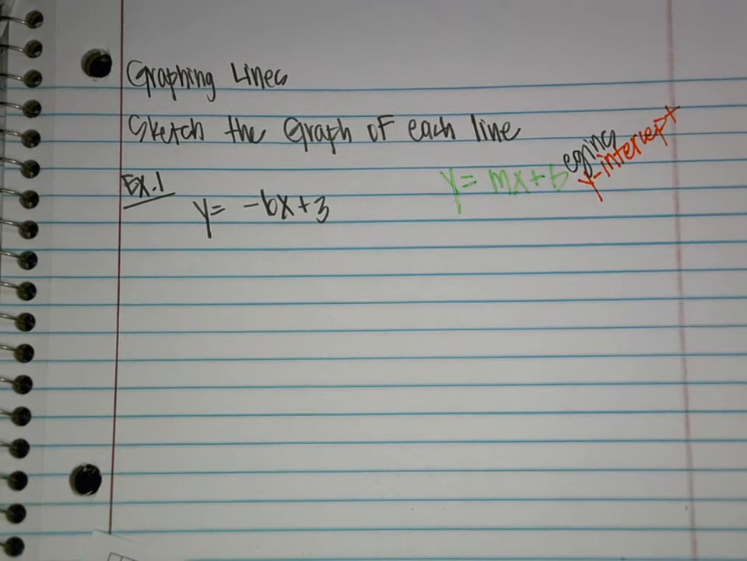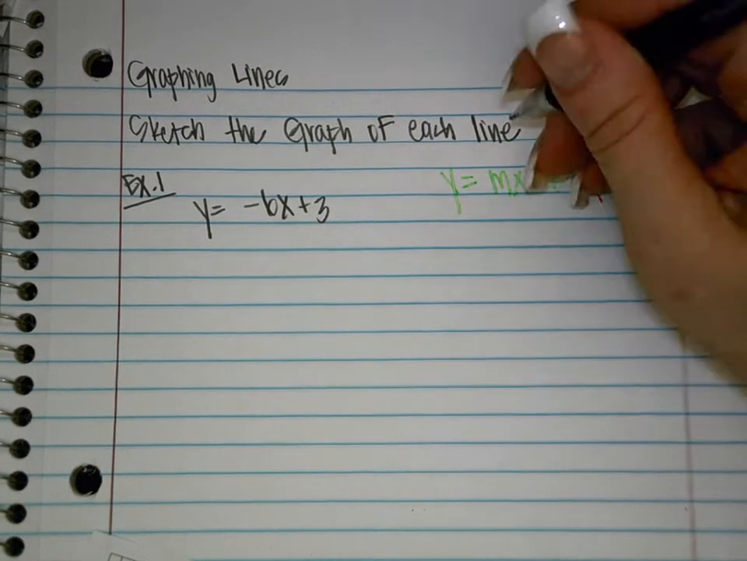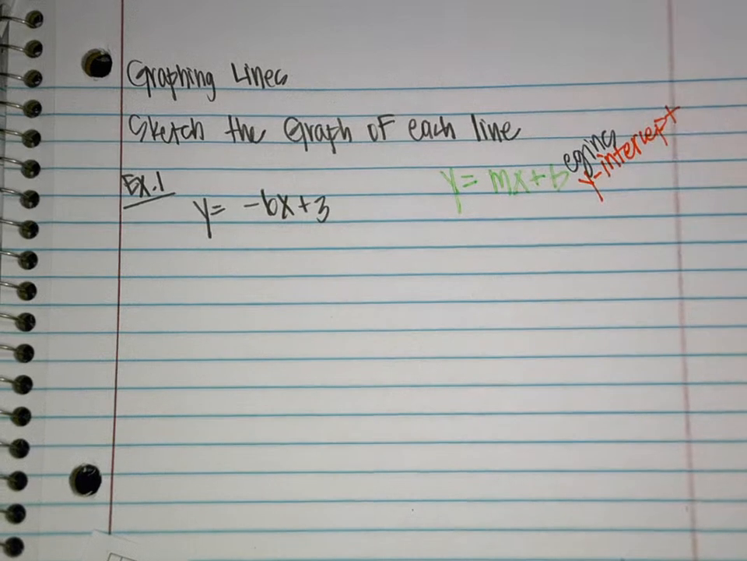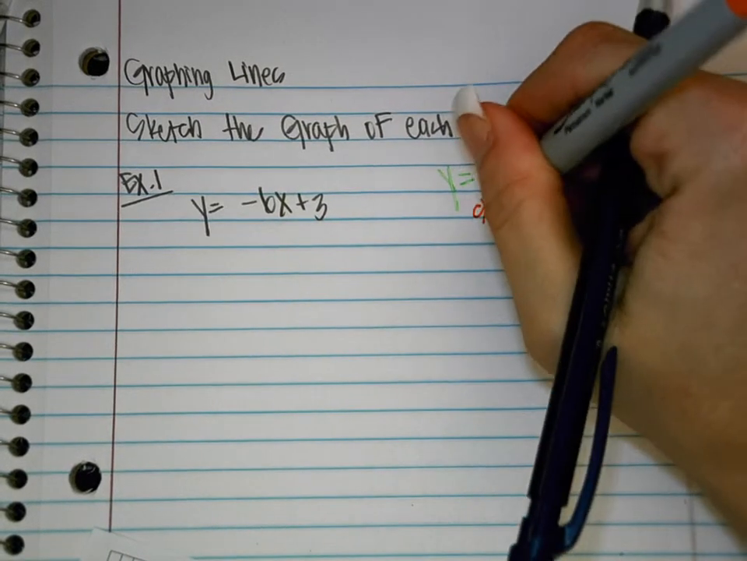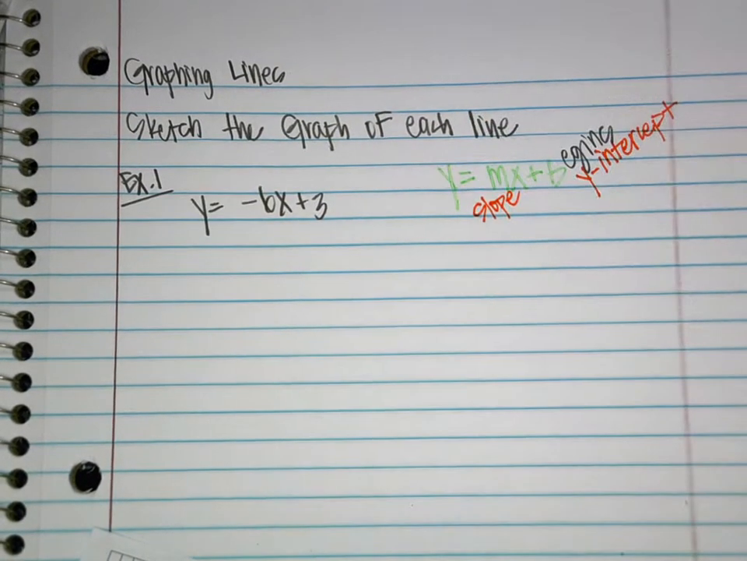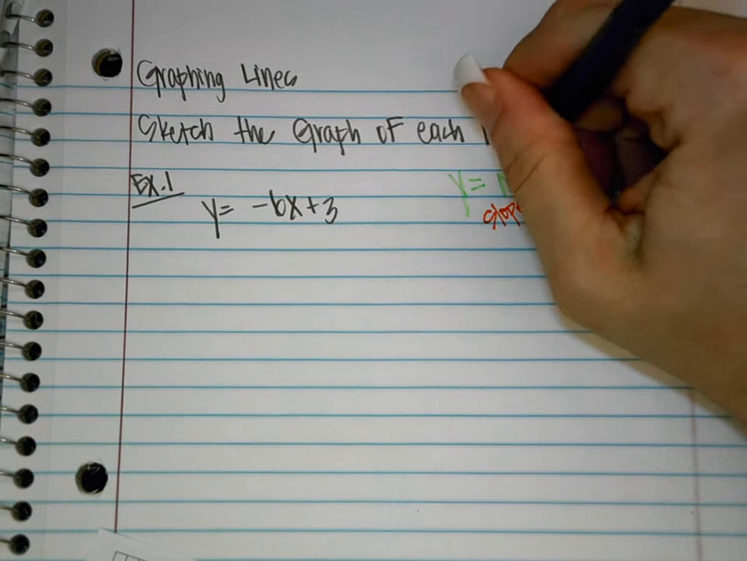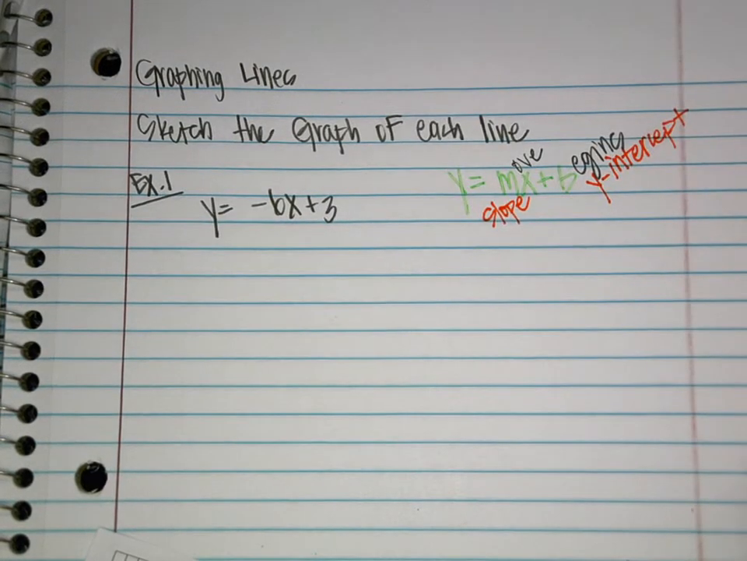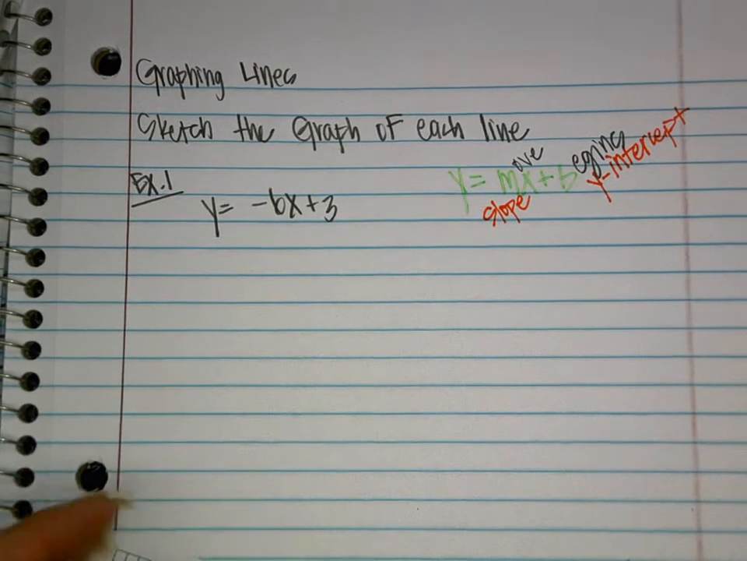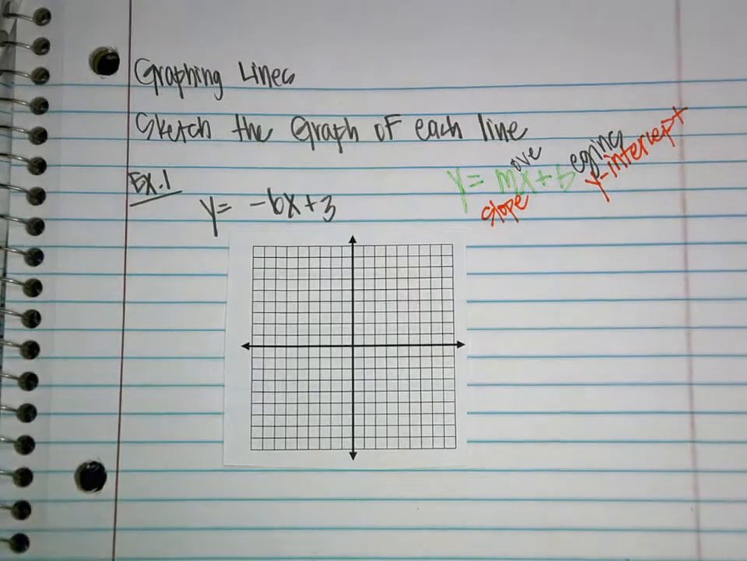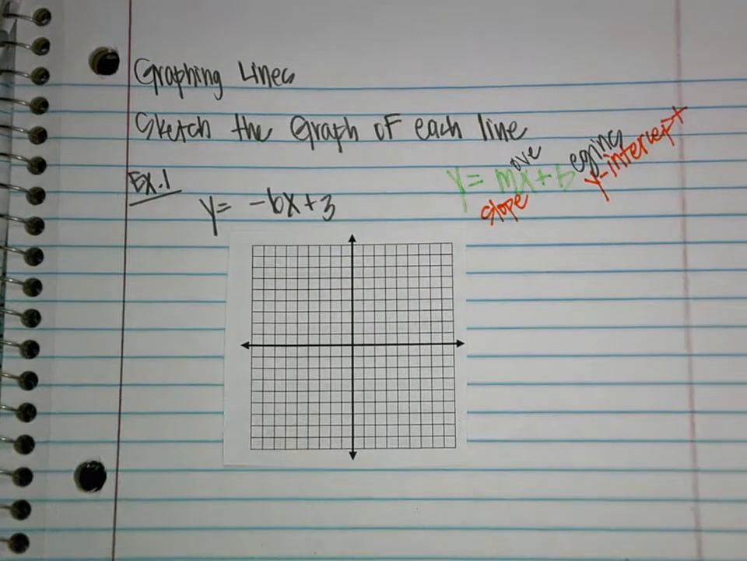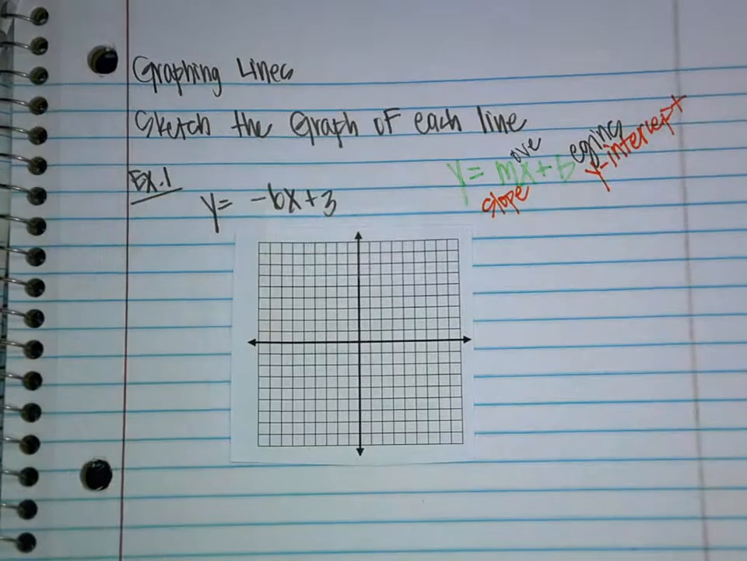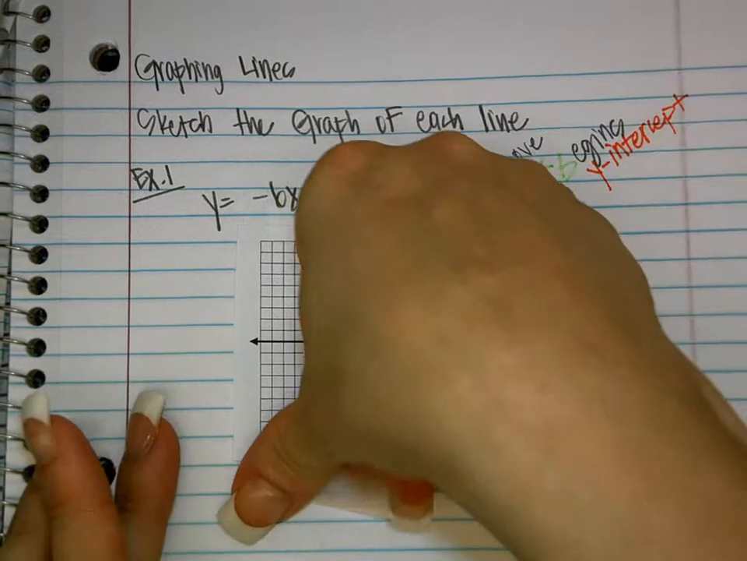What does the m mean? M stands for slope. It tells you how you move. So m is for move, b is for where you begin. You're going to have a graph that looks similar to that. On your paper, it's already going to be on there, so just do the best you can when you're writing notes right now.